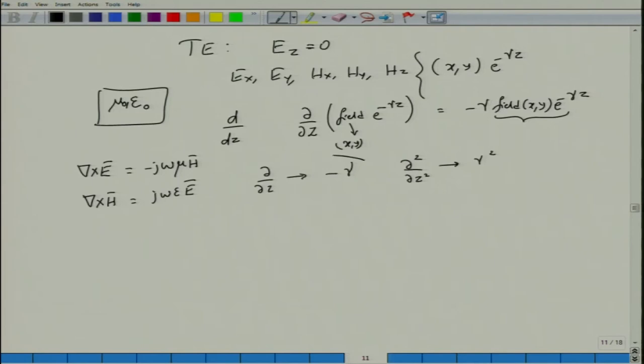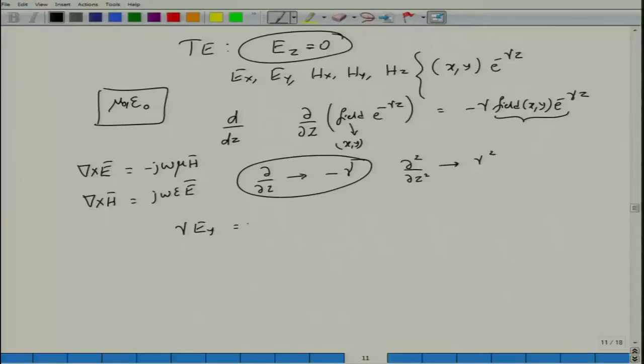All the time realizing that del by del z can be written as minus gamma. So if you do that and also realize that Ez is equal to 0, you get two groups of equations. So you get gamma Ey. When I write Ey, I obviously mean that it is a function of both x and y as well. It is not a function of z because the z dependency is minus gamma. We have already taken it out, right? So this would be equal to minus j omega mu Hx. Then you have minus gamma Ex equals minus j omega mu Hy.